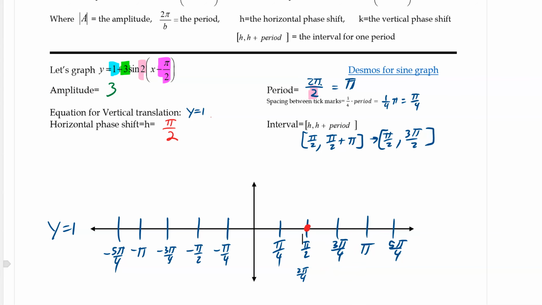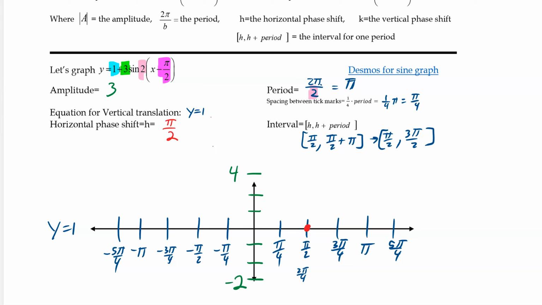So what we need to do now is use that amplitude. So we're going to go up 3: 1, 2, and 3. And so we started at 1. So 1 plus 3 is, you guessed it, 4. And then we're going to go down 3. So 1, 2, 3. And so down 3 would be negative 2.